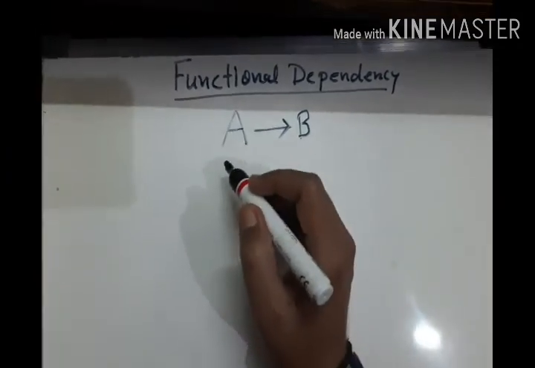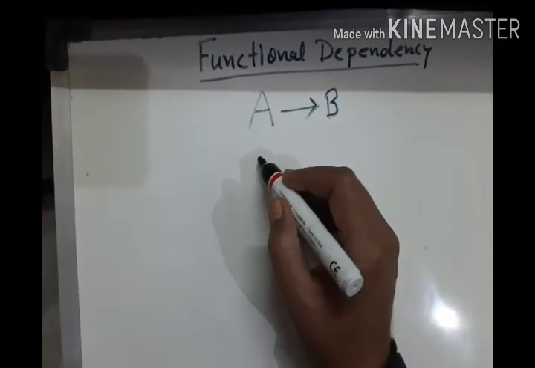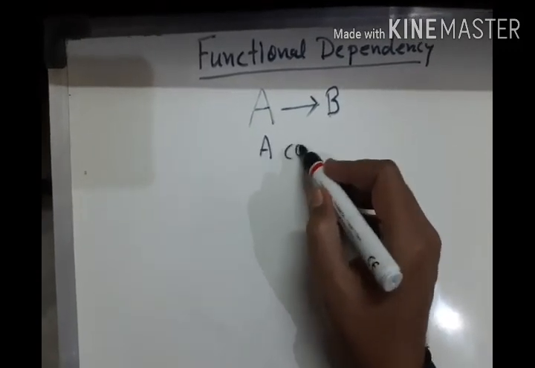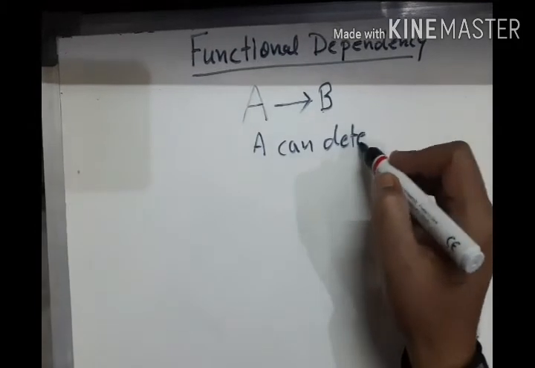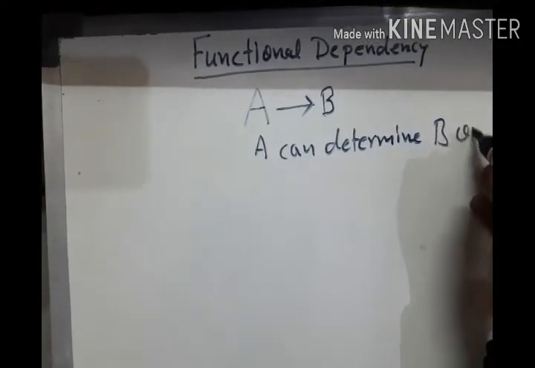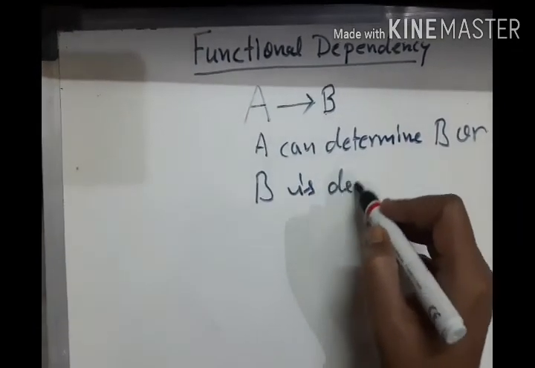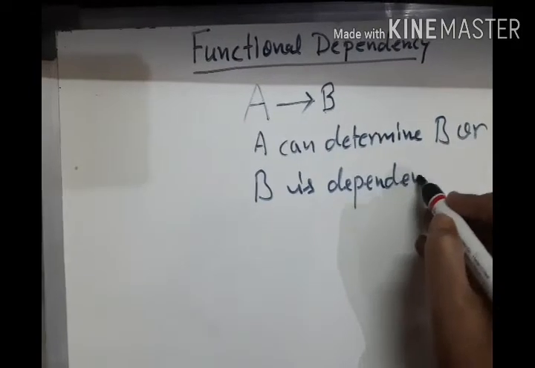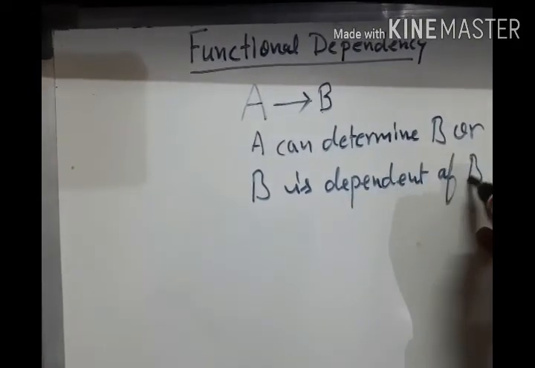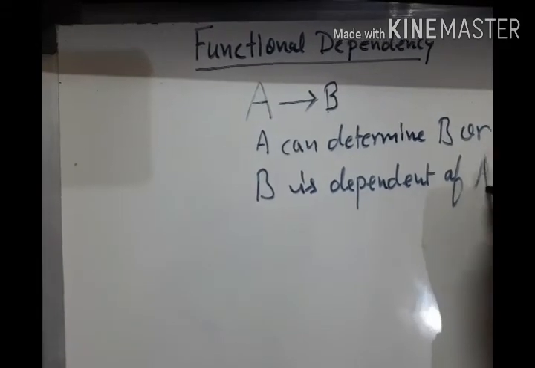We can write it as: A can determine B, or B is dependent on A. B can be dependent on A.